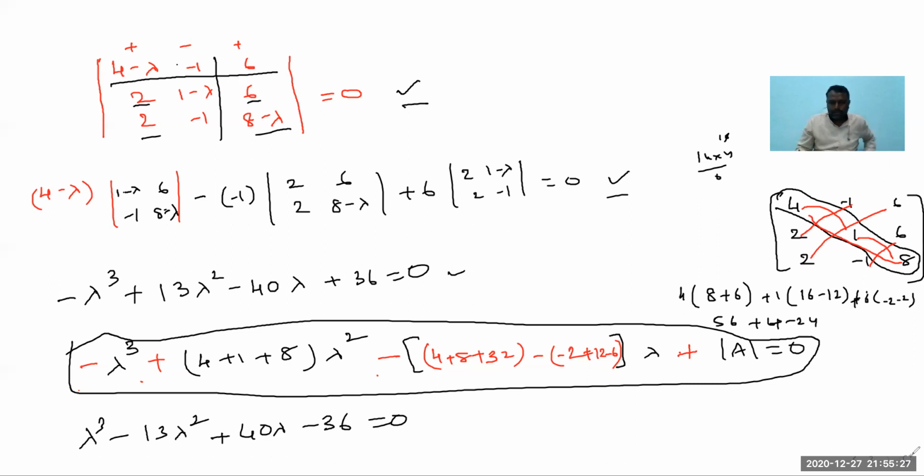Now, so this is the characteristic equation. So what is the equation? Lambda cube minus 13 lambda square plus 40 lambda minus 36 equal to 0. How are we finding the roots? 1, minus 13, 40, minus 36.